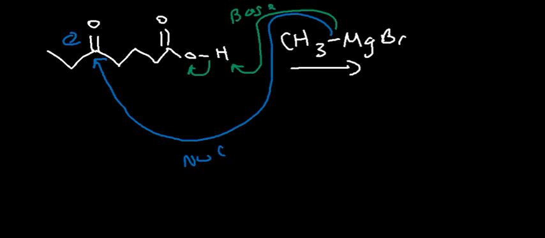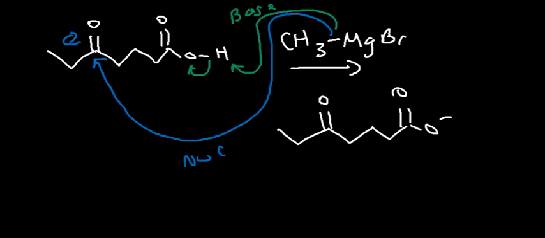It turns out the Grignard is a very powerful base, so it's going to act as a base before it acts as a nucleophile. So if there's any acidic hydrogens that are available to take, the Grignard reagent is going to take it. So it's going to grab the hydrogen. The ketone is going to stay the same. So all we're going to have at this point is a deprotonated carboxylic acid.